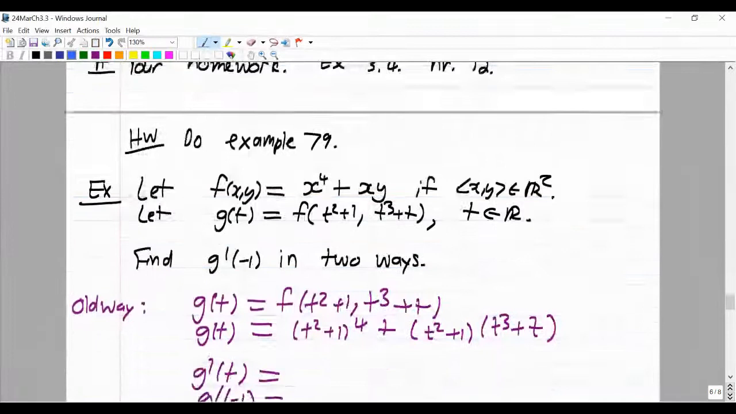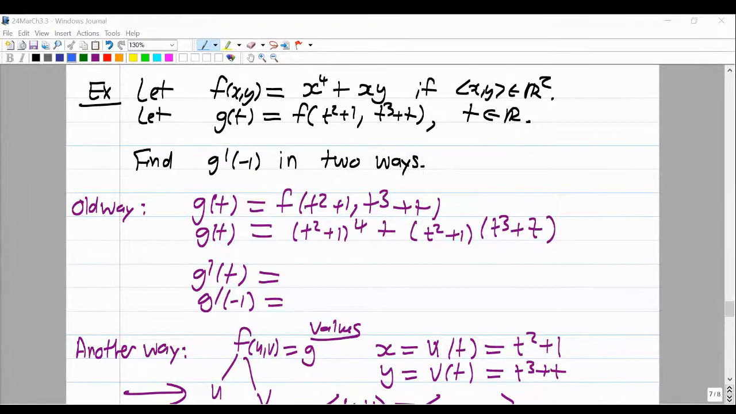So I'm taking the textbook example. f is a function of two variables, x to the 4 plus xy, and g of t is defined by f of t squared plus 1, t cubed plus t, where t is a real number. And we want to find the derivative of g when I plug in minus 1, in two ways. And we're going to do this calculation. So let's do it the old way.